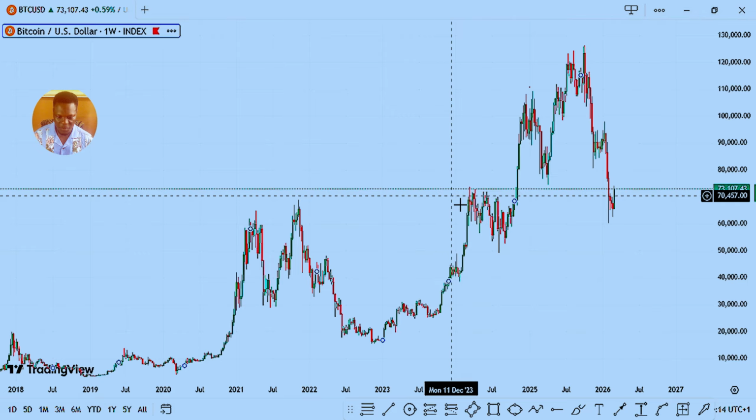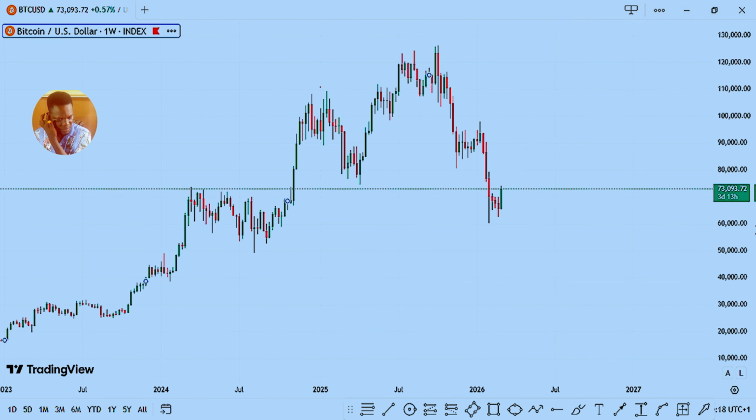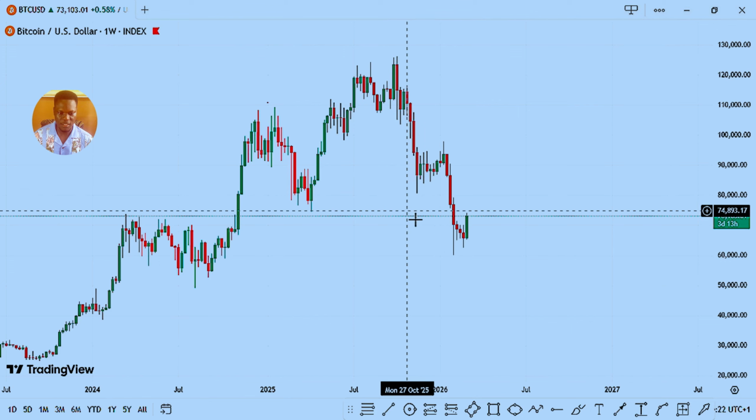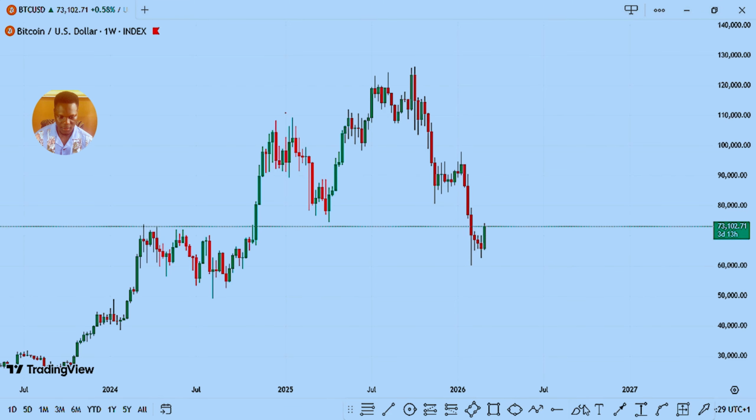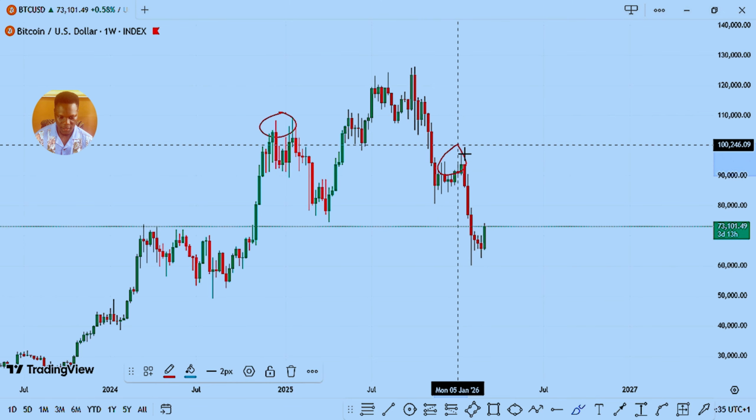As for Bitcoin, I'm still very much bearish on Bitcoin because of this head and shoulders pattern that has formed right here on this weekly time frame. I don't know if you can see that. This head and shoulders pattern. See this left shoulder right here. See this right shoulder. And the head.